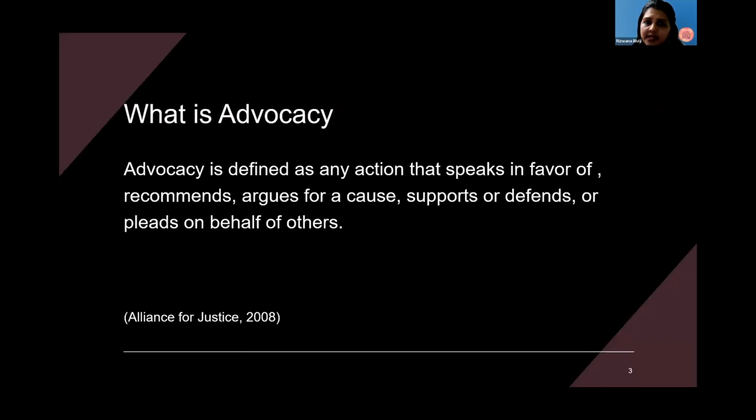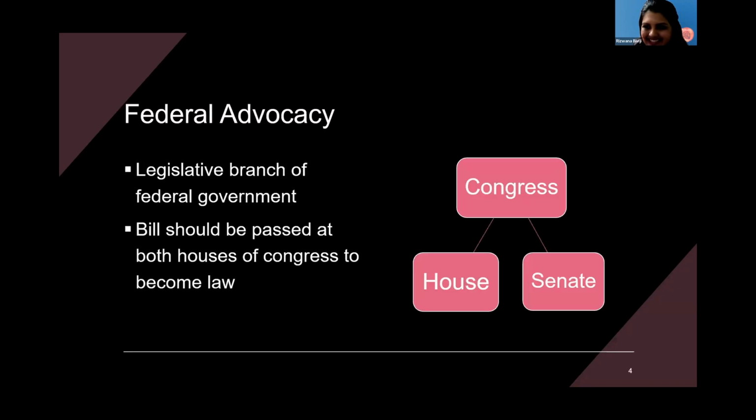So what is advocacy? Advocacy is defined as any action that speaks in favor of, recommends, argues for a cause, supports a defense, or pleads on behalf of others. Now, there are different types of advocacy efforts that you could be involved in, including lobbying, but the focus of today's presentation is on grassroots level advocacy efforts.